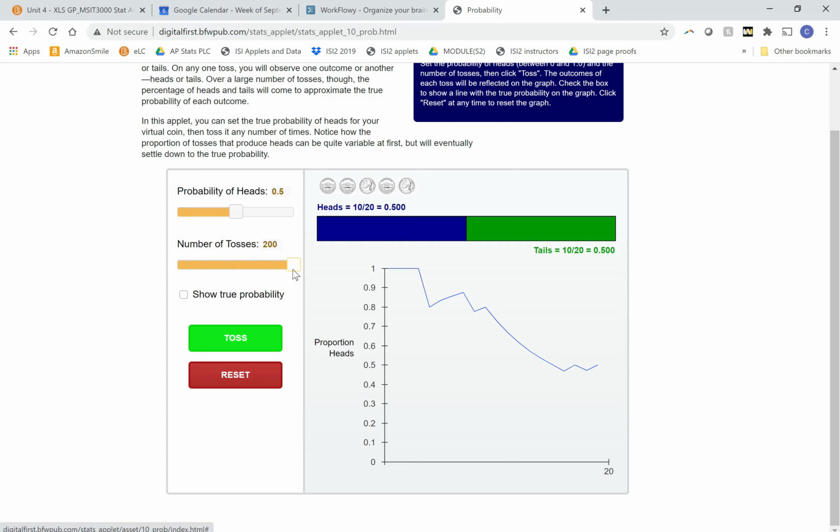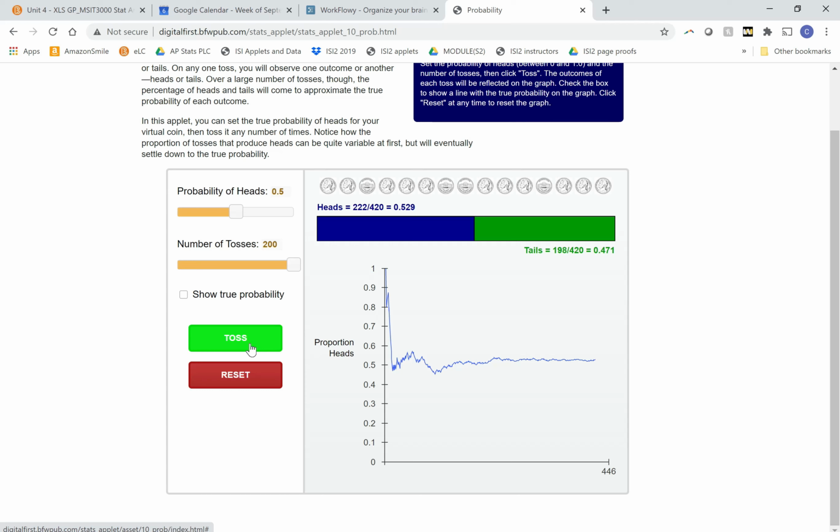But let's see what happens if we do a whole bunch. So I'm going to turn the number of tosses way up and just let it keep going. You notice that the more tosses you get, the fluctuations are getting smaller and smaller, and it's really leveling out very close to 0.5. So here we're over 300 tosses now, and it's pretty much staying steady at 0.5, and if you were to keep going and going, eventually it would level out at 0.5.